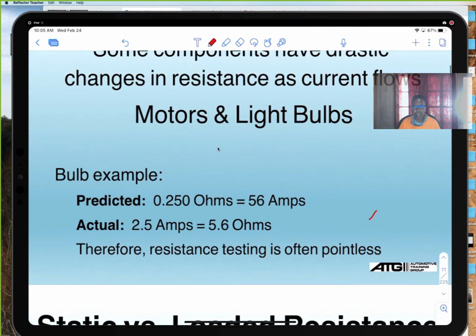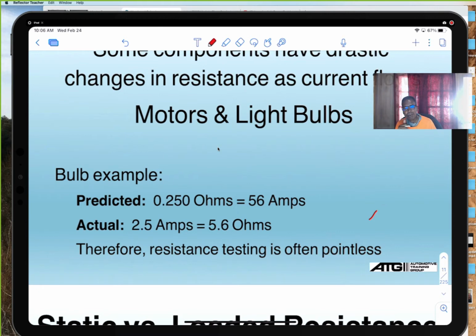Now look at this. Here's an example. Above example, we got predicted 0.250 ohms and 56 equals 56 amps. The actual is 2.5 amps, which equals 5.6 ohms. Therefore, the resistance testing is often pointless.